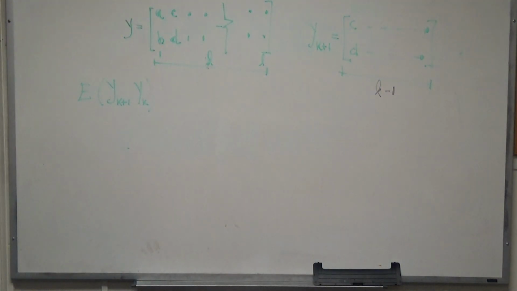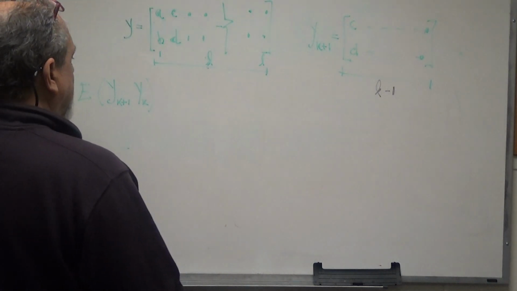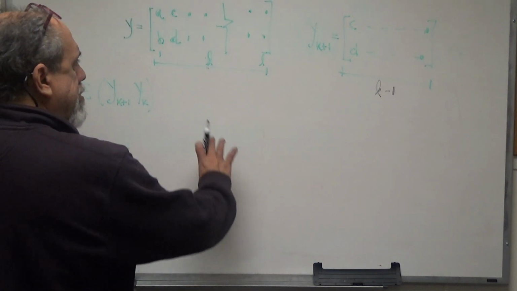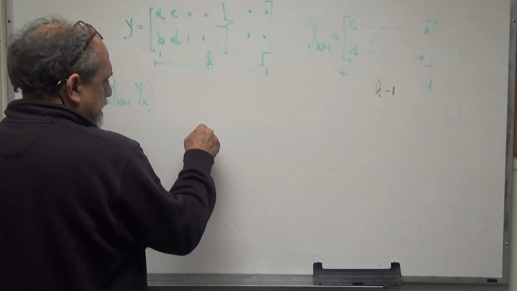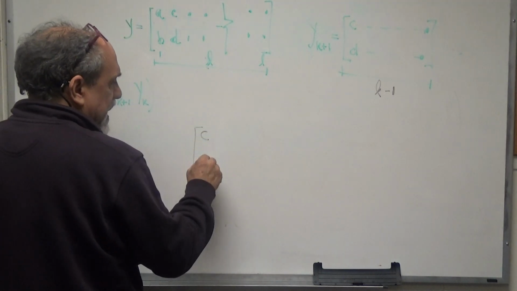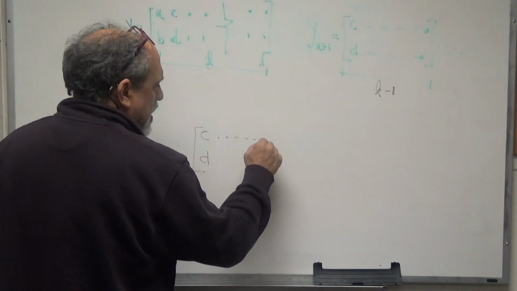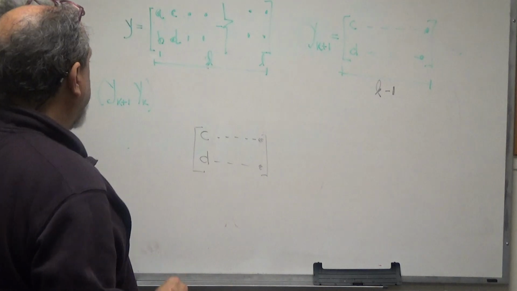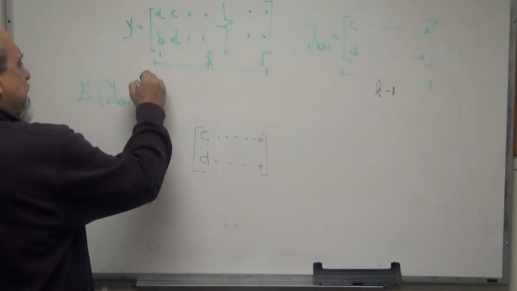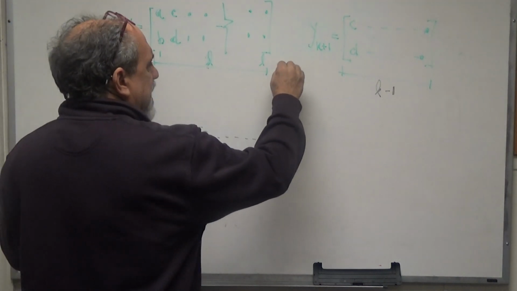That has L minus 1 in them. Now, that's y_{k+1}, like that here, C, D, to the last point, multiplied times y_k transpose, right, is like this.